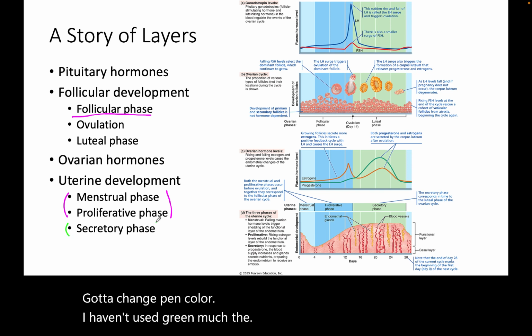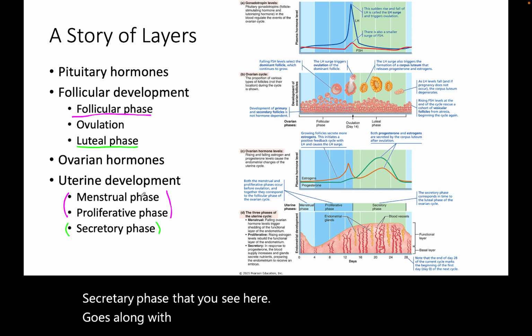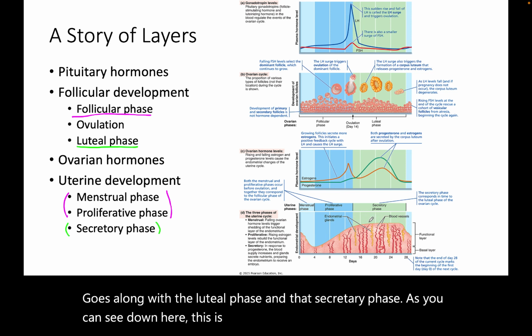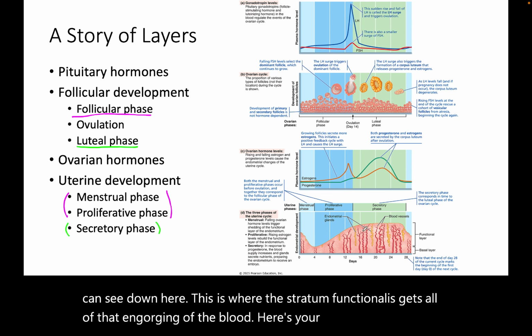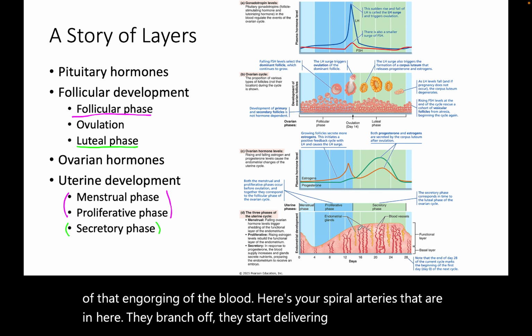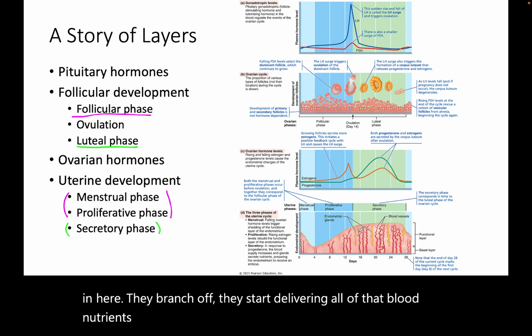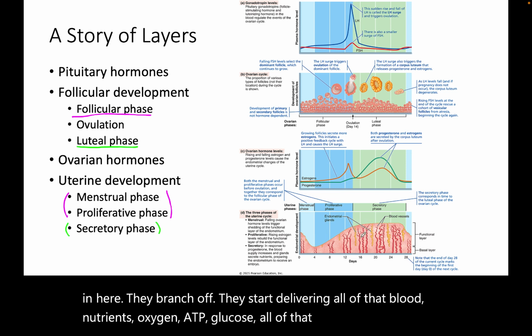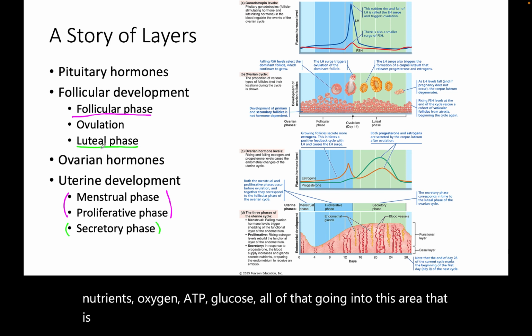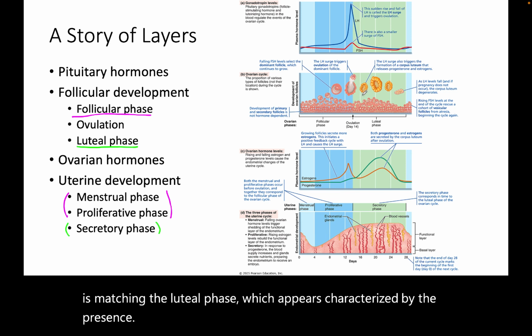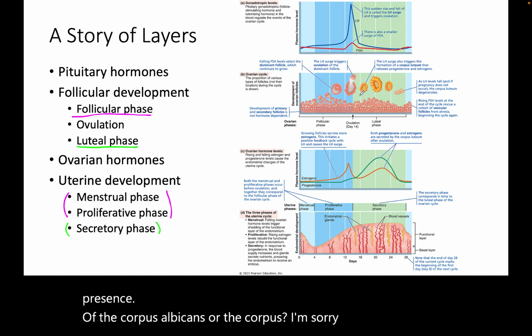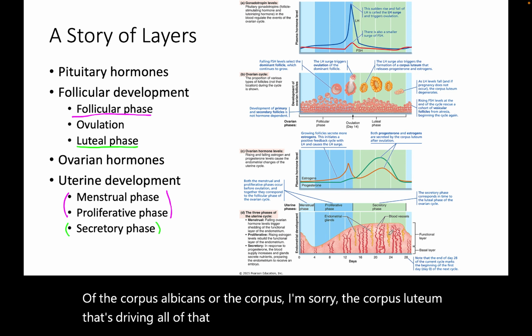The secretory phase that you see here goes along with the luteal phase. And that secretory phase, as you can see down here, this is where the stratum functionalis gets all of that engorging of the blood. Here's your spiral arteries that are in here. They branch off. They start delivering all of that blood. Nutrients, oxygen, ATP, glucose, all of that going into this area. That is matching the luteal phase, which up here is characterized by the presence of the corpus luteum, that's driving all of that progesterone and estrogen that's driving this.